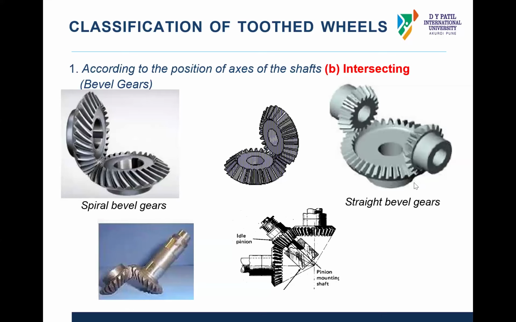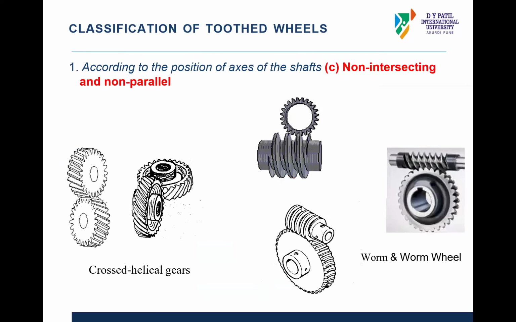Okay. Now again, these are the straight bevel gears. This is the combination. Just look at the arrangement of teeth. So teeth are inclined to each other, and the axes of shafts are intersecting each other. That means these axes are perpendicular to each other.